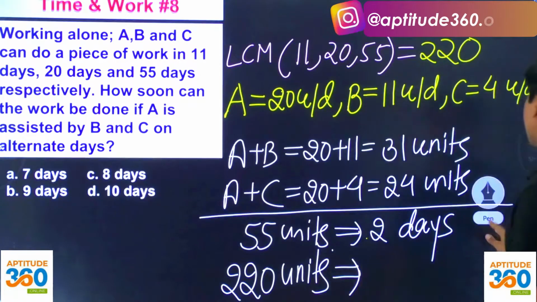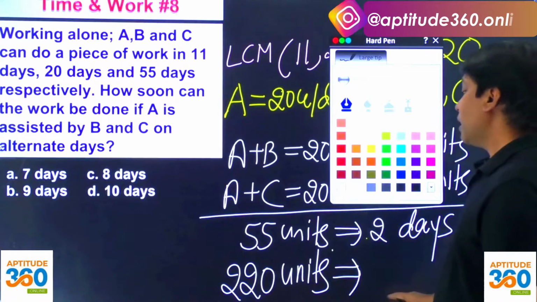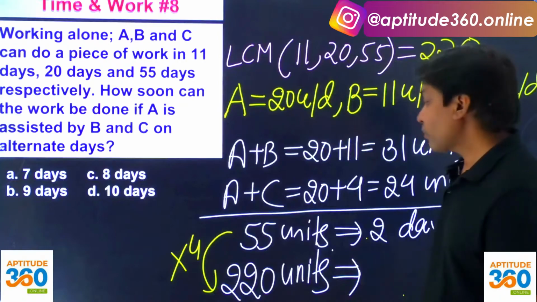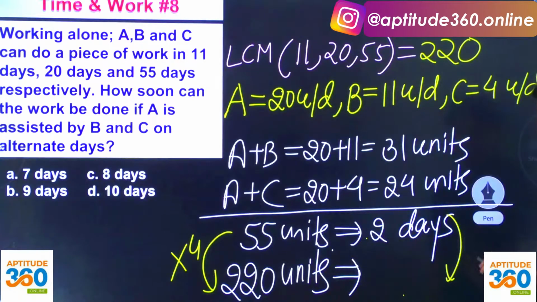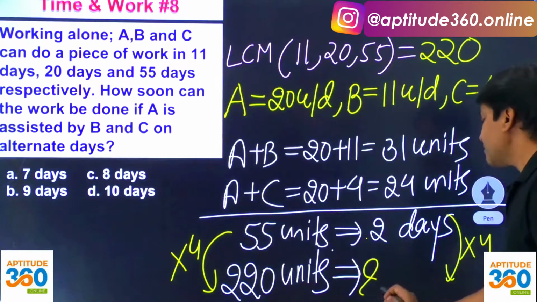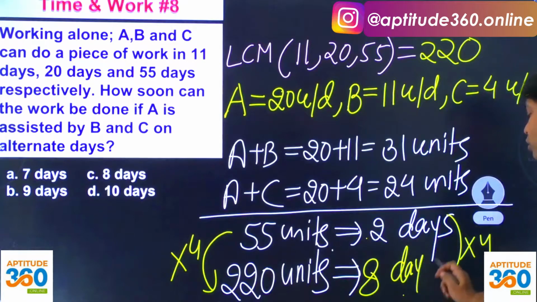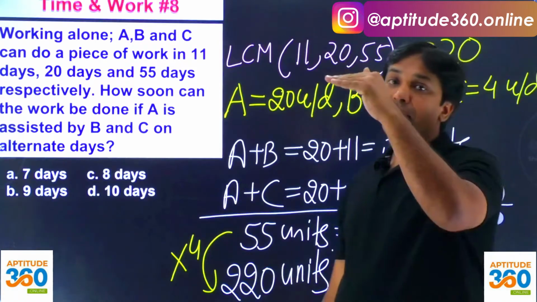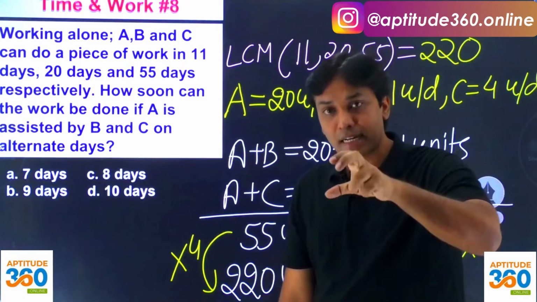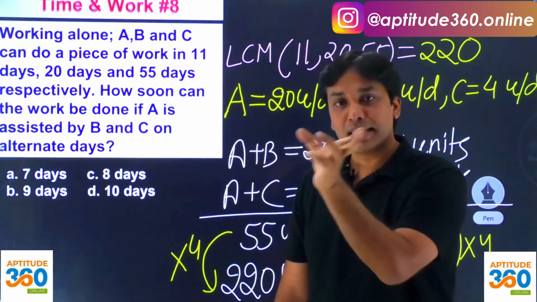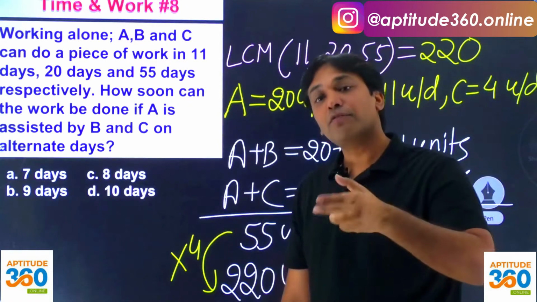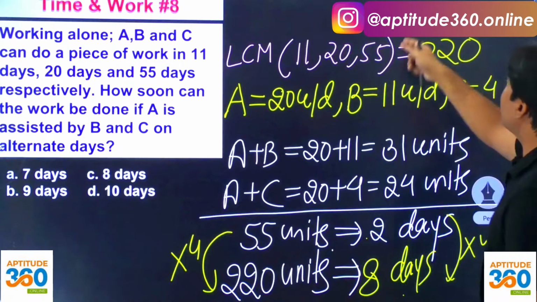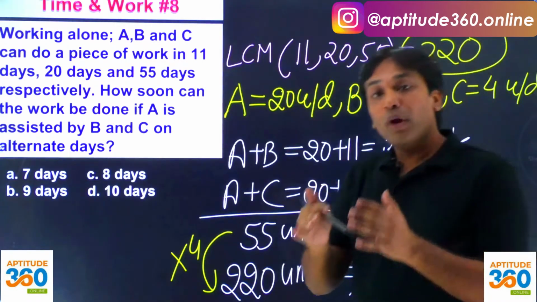How many days will it take to do 220 units? 55 into 4 is 220. So it is going to be what? 2 into 4, 8 days. There will be a total of 4 cycles. A with B, A with C. First cycle. And then the second cycle is A, B, and then A, C. And then the third cycle. And then the fourth cycle. In 4 such cycles, the total work of 220 units will be completed.